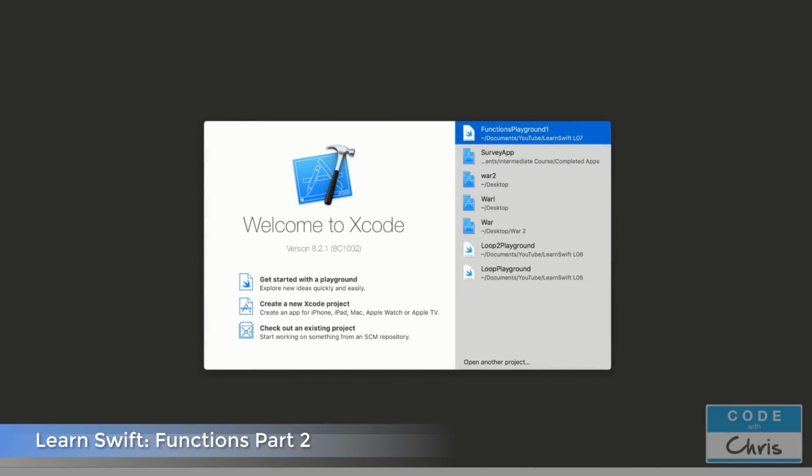Hello, welcome to Learn Swift for Beginners, Lesson 8. In the previous lesson, you learned about functions, how to declare them, and how to call them. In this lesson, you're going to learn how to use them in an even more powerful way by having your functions accept data and also return data to you when you call them. All right, let's see how that's done.